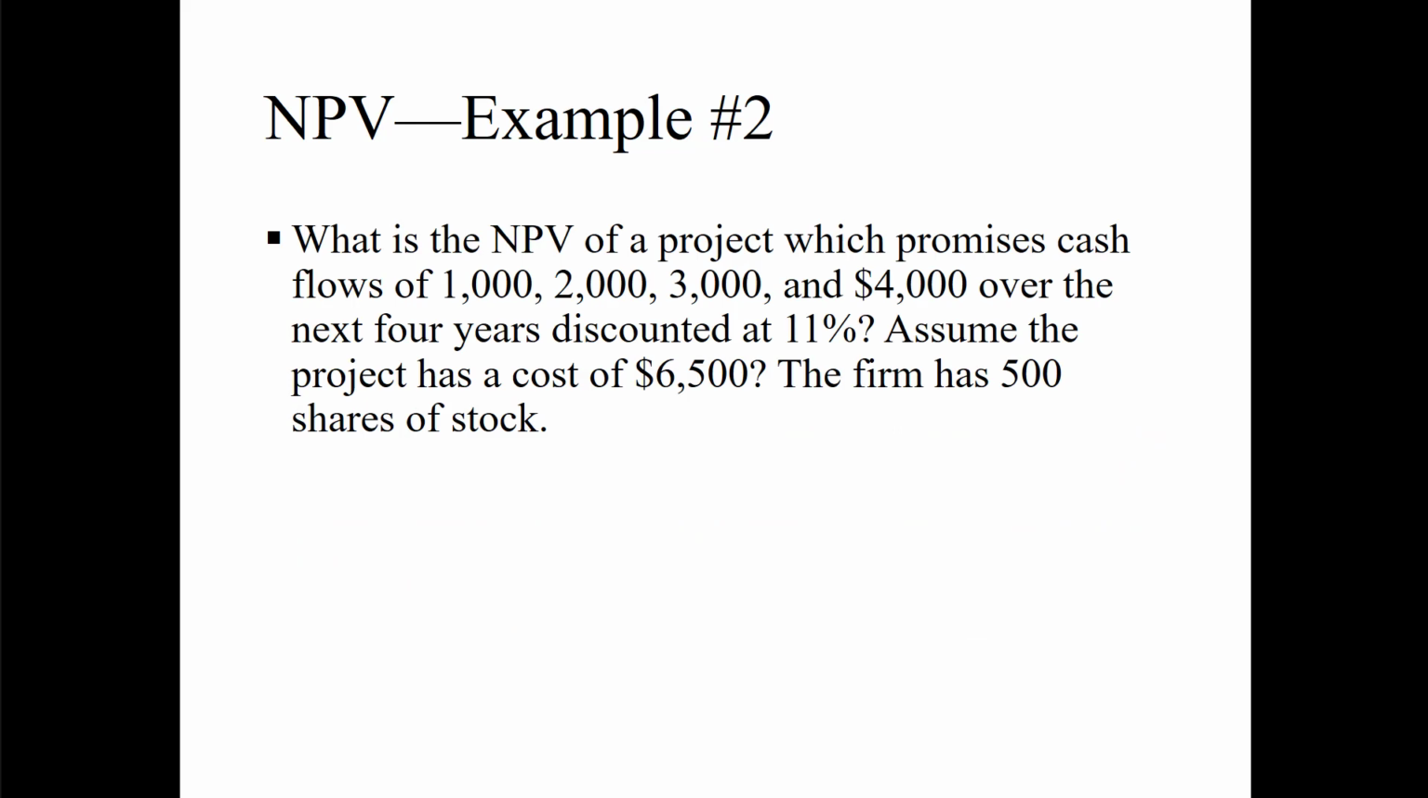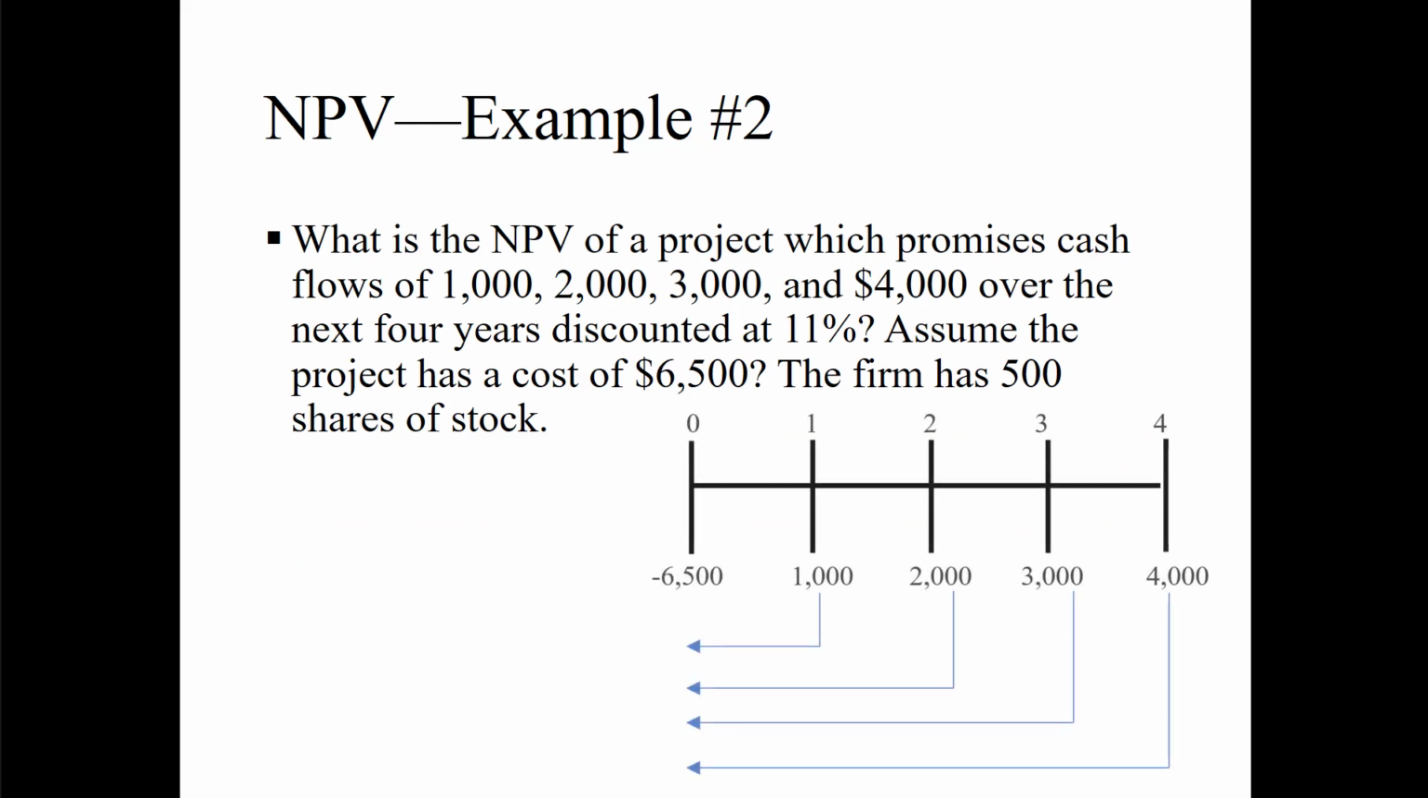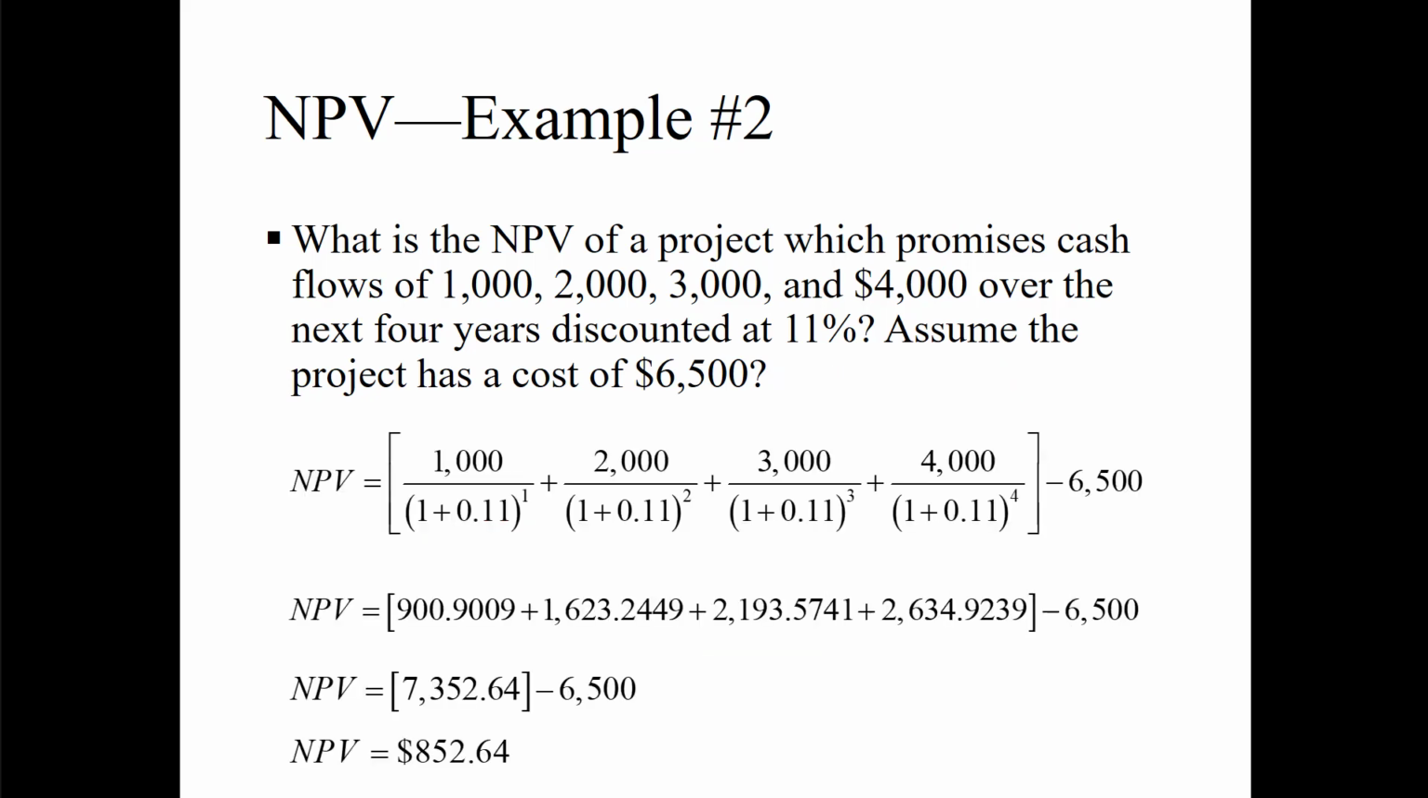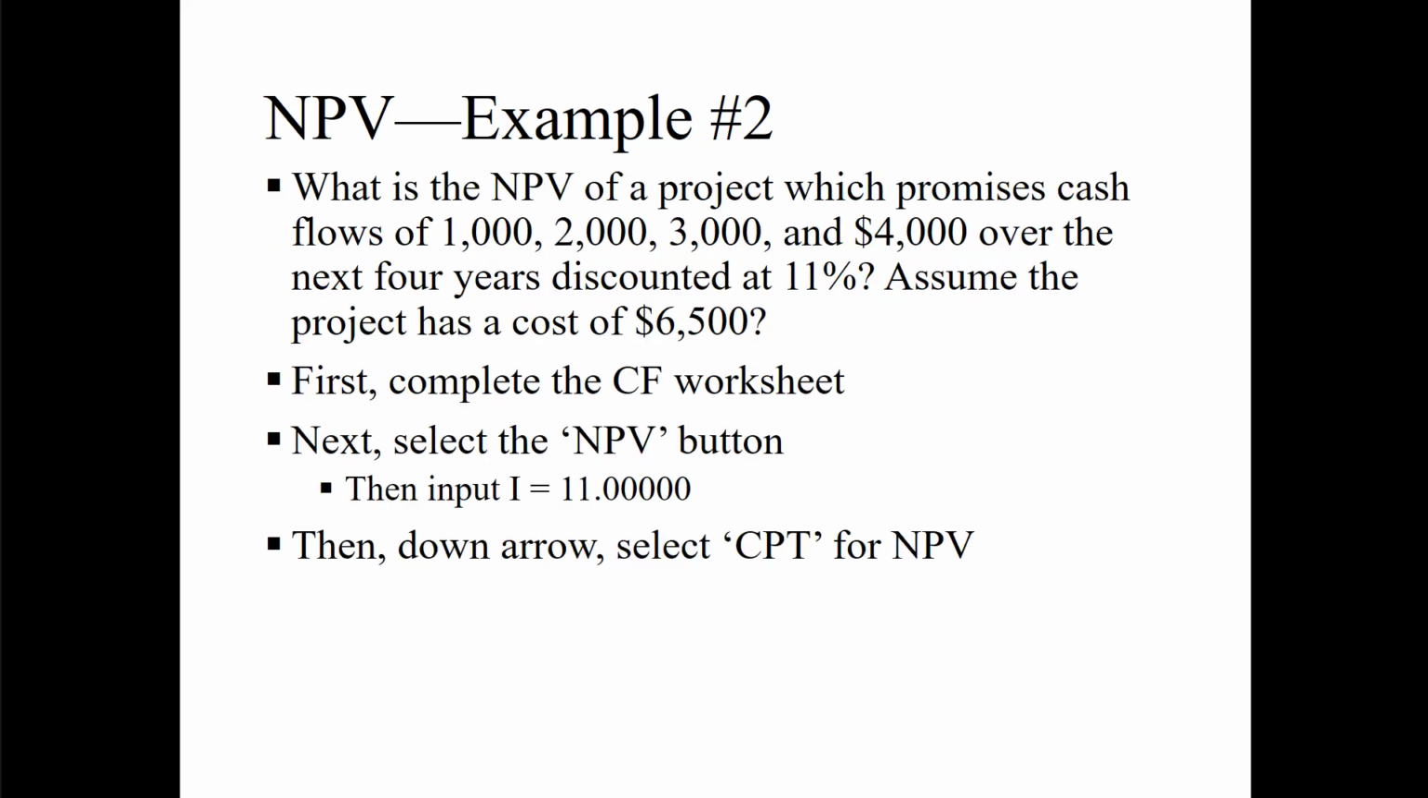Our second example is going to have unequal cash flows. And we need to discount each one of these cash flows back to today individually. If we were using the formula method, this would be the process. In this case, though, if we're using our calculator, there's a different method to do that.